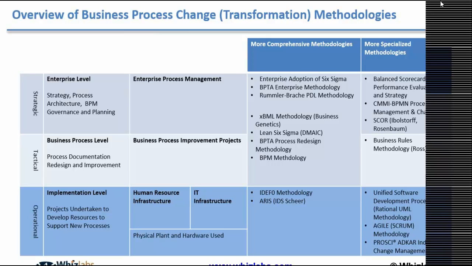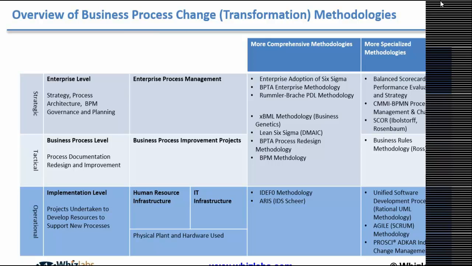Now, when I look at the various methodologies, the more comprehensive ones are: you have an enterprise adoption of Six Sigma. Okay, you have what's called the Business Process Trends Associates, that's BPTA, enterprise methodology. And then we have the Rummler-based process design language and methodology. And the more specialized methodologies are the balanced scorecard, performance evaluation and strategy, CMMI, process management and change, and SCOR. And for those who may not know what SCOR is, that's the Supply Chain Operations Reference model, and again, it's for process improvements. And that's at the strategy level.